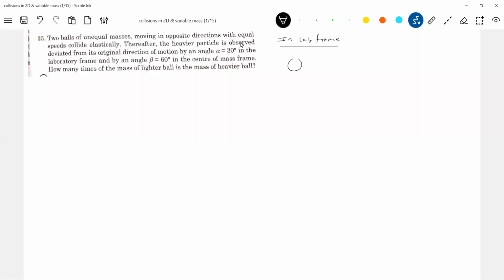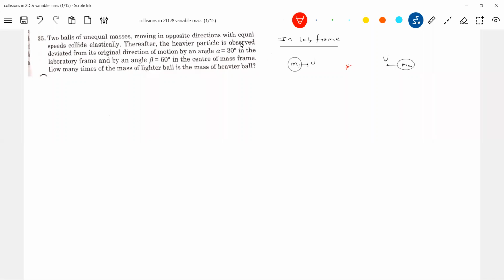So let this be the heavier particle. Let me take M1 as the heavier particle. It is moving with a velocity V1, and there's a lighter particle moving with a velocity U2. So what about the center of mass? Both are moving with equal speeds. Okay, the problem has become a little bit easier.